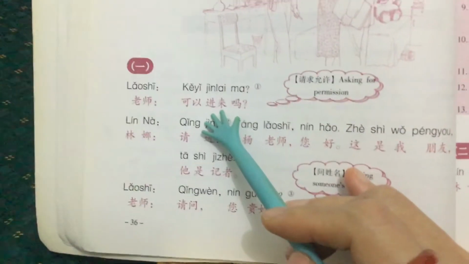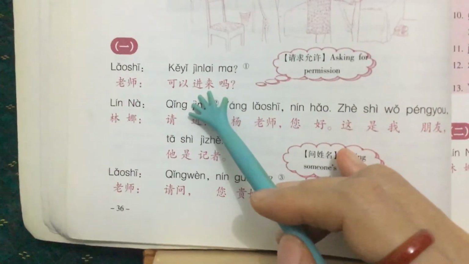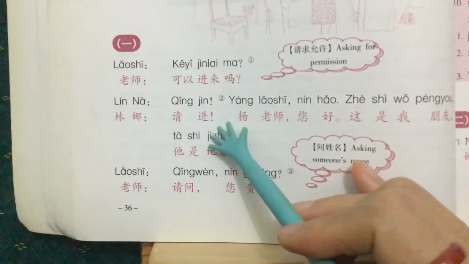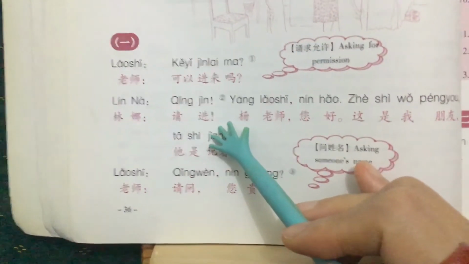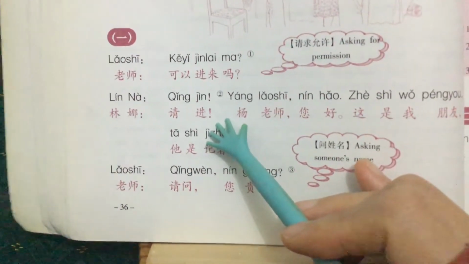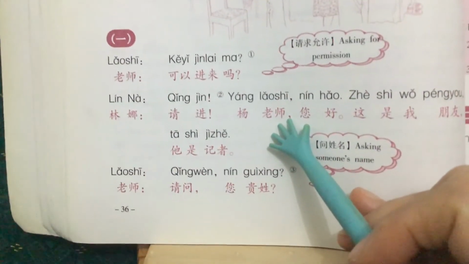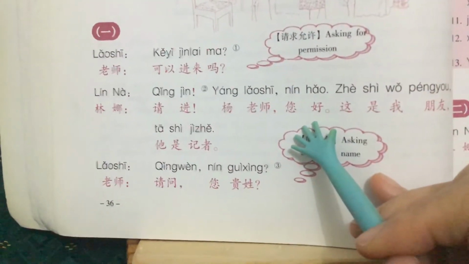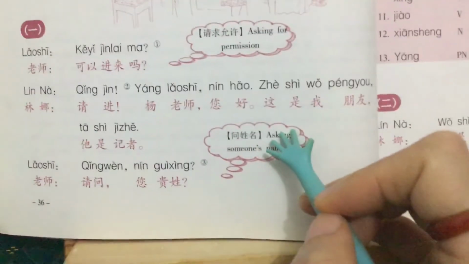Now let's repeat the dialogue. 可以进来吗? May I come in? 请进. Please come in. 杨老师. Teacher Yang. 您好. Hi, with respect.